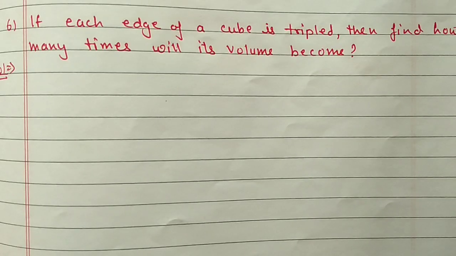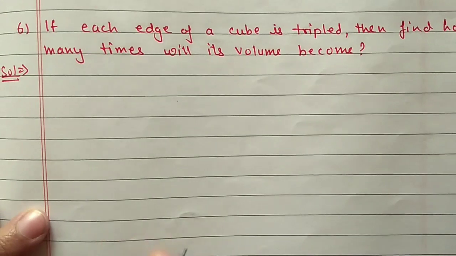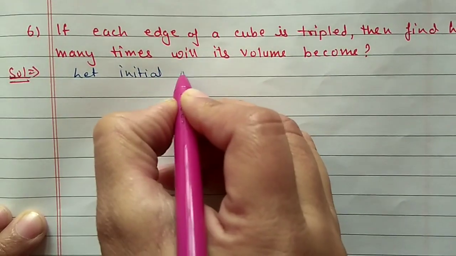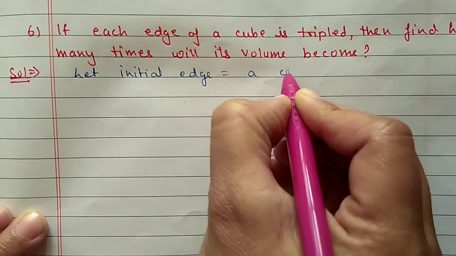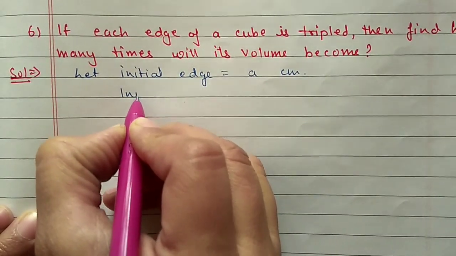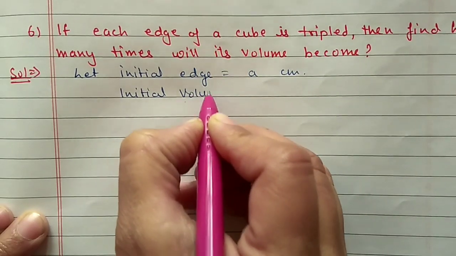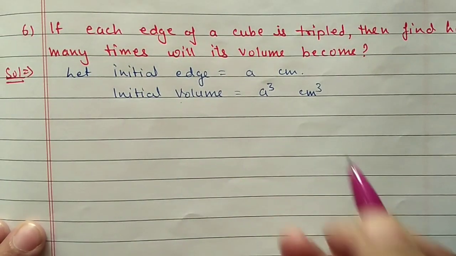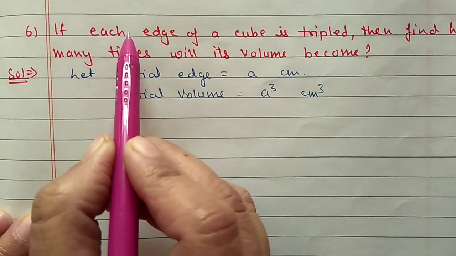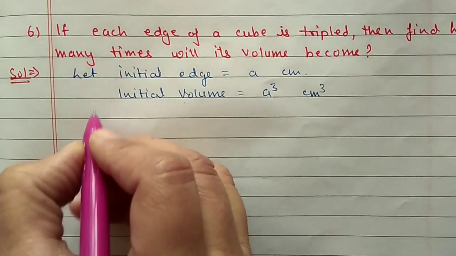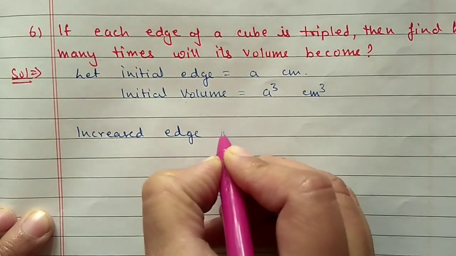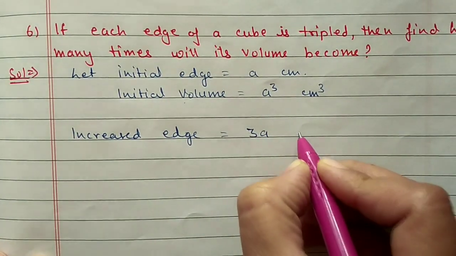Next question number 6. If each edge of a cube is tripled, then find how many times will its volume become. So we will take first, let the initial edge be a centimeter, then the initial volume will be a cube centimeter cube. You can write the unit here also. Now according to the question we have to triple the edge. So the increased edge is 3a. Triple means 3 times we have to do.